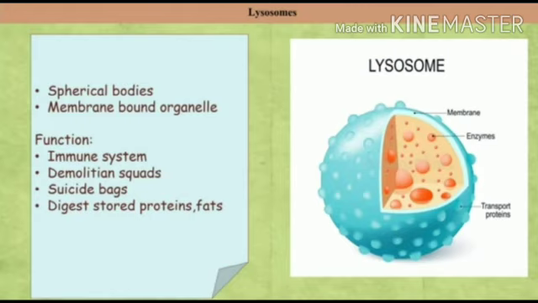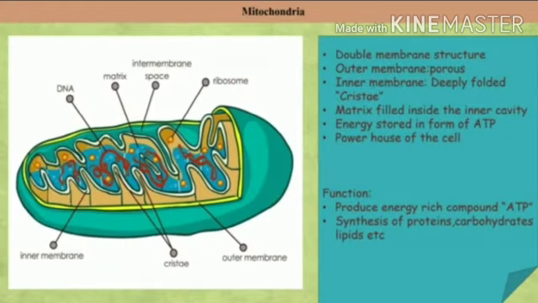Demolition squad. It destroys worn out cellular organelles and organic debris. Third point, suicide bag. When a cell becomes old or is damaged, lysosomes burst and enzymes digest their own cell. Fourth point, during starvation, lysosomes digest stored protein and fat. Now the next type is mitochondria.